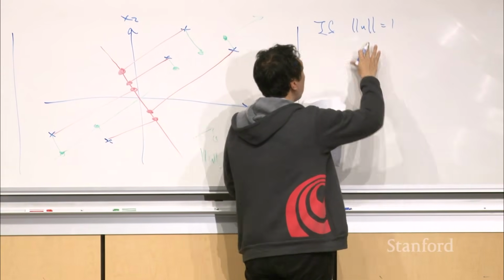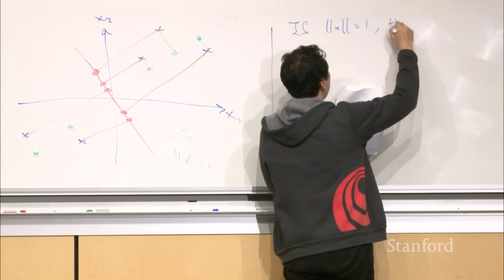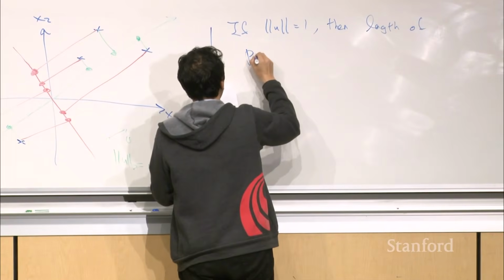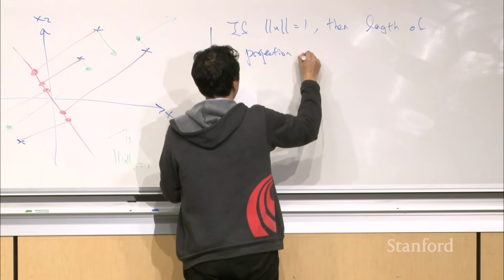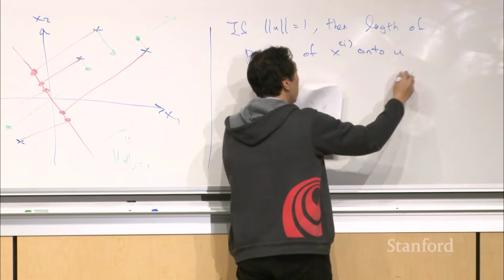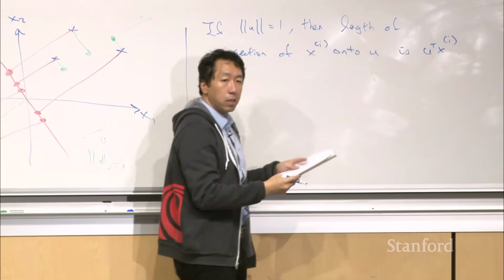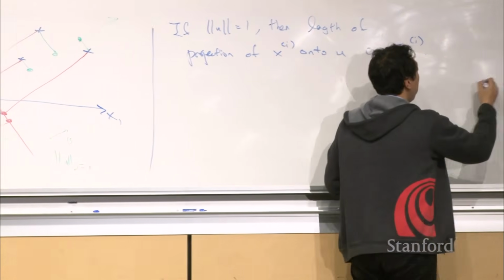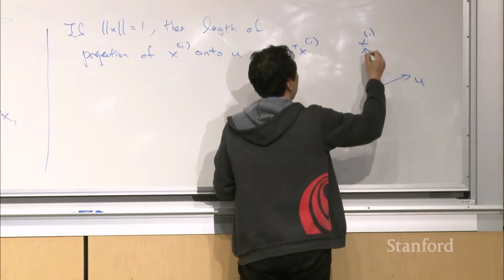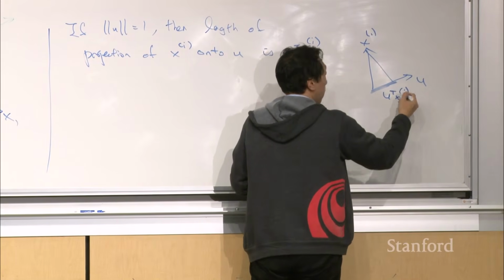So if the L2 norm of a vector is equal to 1, then the length of the projection of xi onto u is u transpose xi. If this is u and this is x, then this length here is u transpose xi.